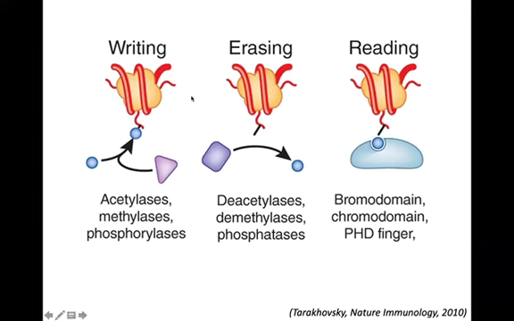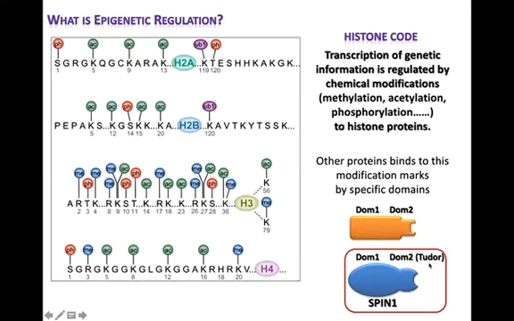Aside from the writers and the erasers, there are readers. Readers actually read the signal and do a specific job on the DNA, promoting either transcription or closing down the DNA based on the existence of the signal. There are a lot of readers, including bromodomain, chromodomains, PHD finger, and as well Tudor domain. So basically, the first info you knew now is that Spin1 is considered to be a reader.